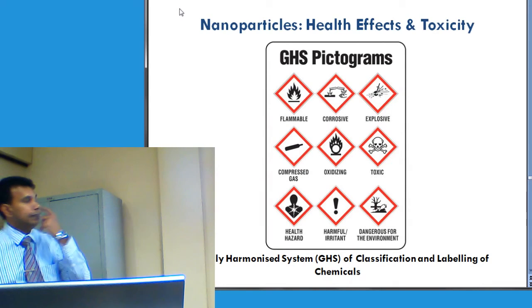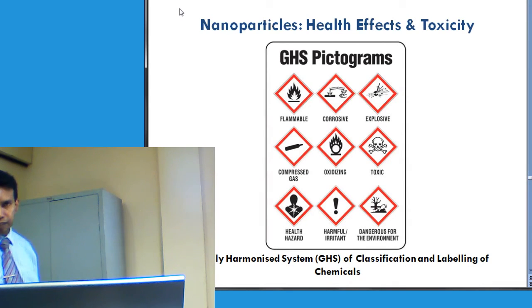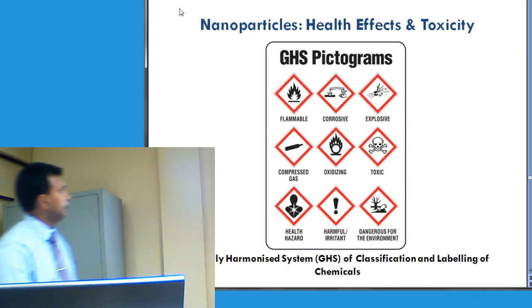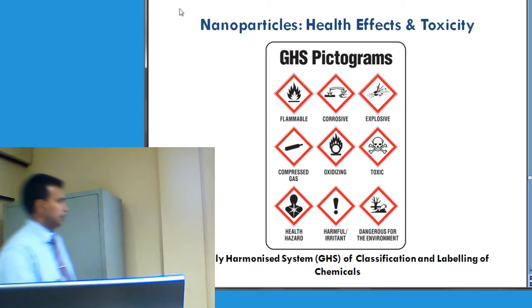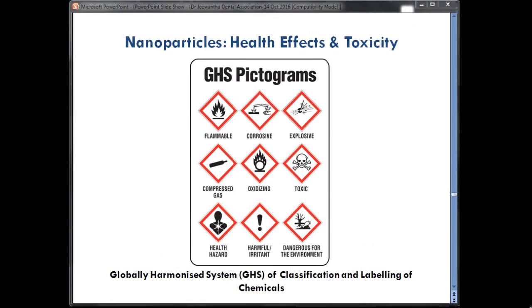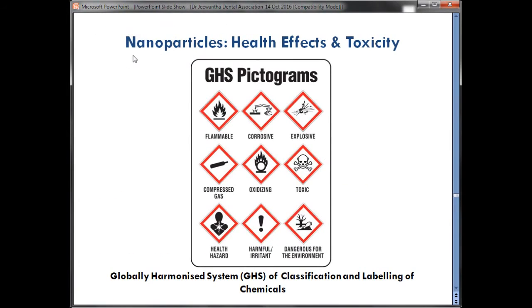And then now the health effects. Now I am going to finish very quickly in 5 minutes' time, on nanoparticle health effect and toxicity. Now this is the Globally Harmonized System, basically classification and labeling of chemicals. You know that on any chemical bottle, if you have this symbol, this is a world accepted one. So it's flammable.